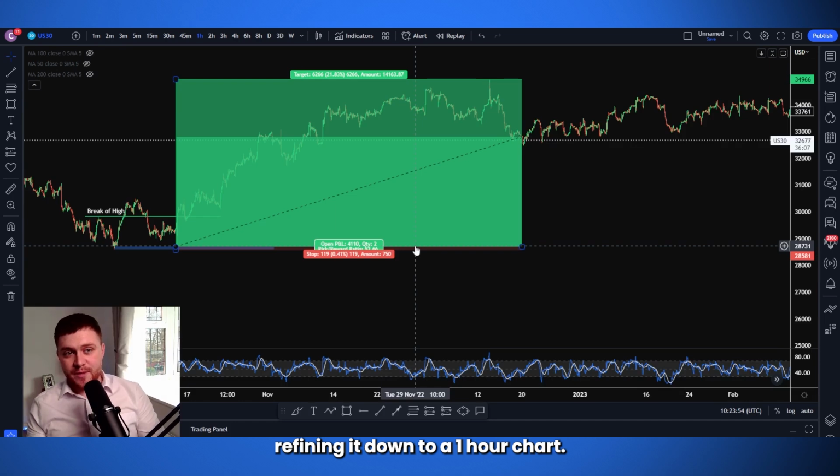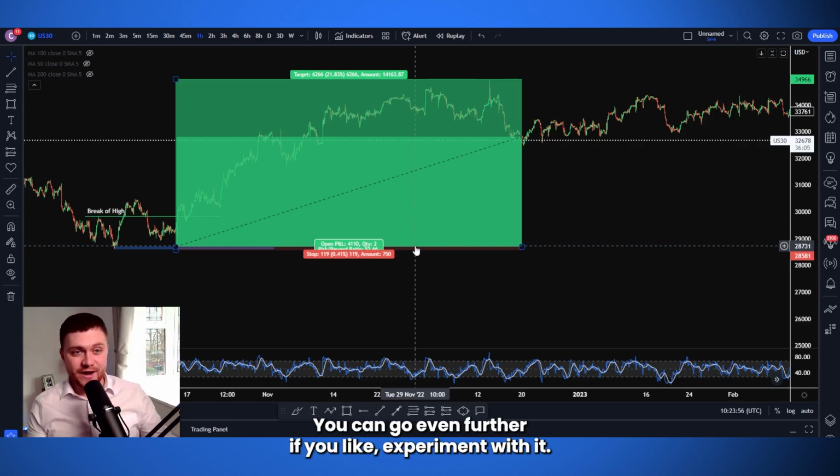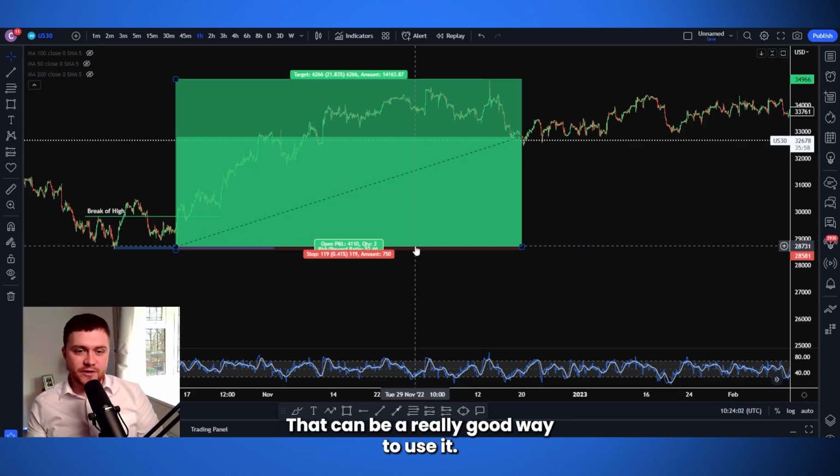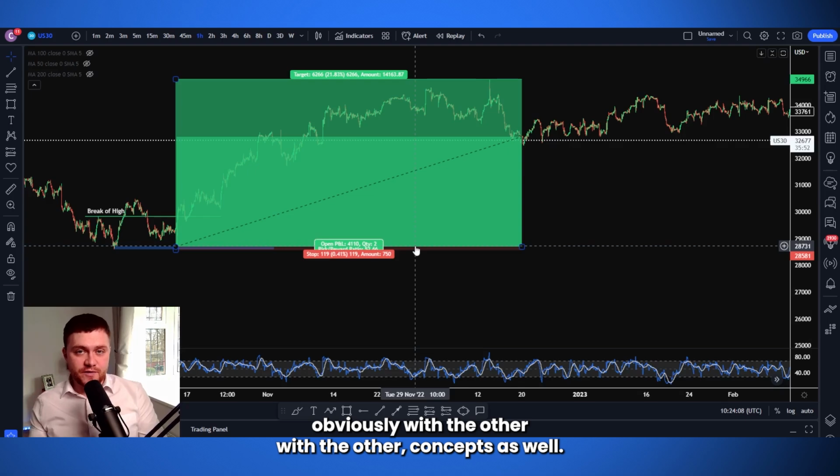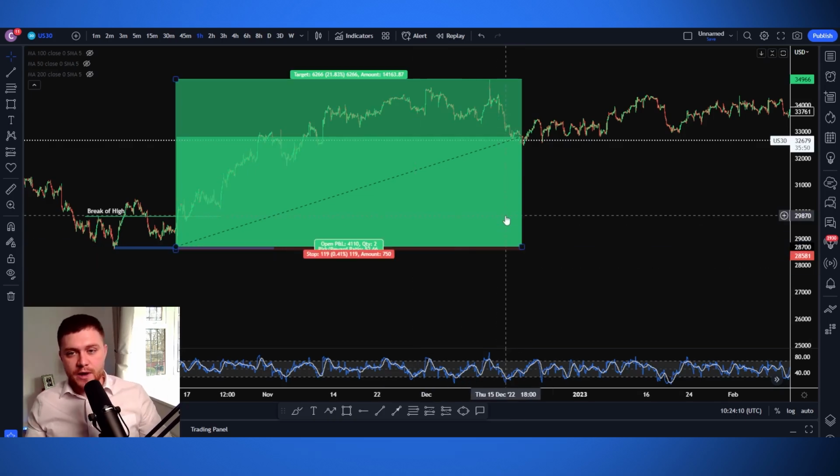Refining it down to maybe a 1 hour chart. You can go even further if you like, experiment with it. I don't tend to go too much lower than the 1 minute chart. That can be a really good way to use it, and also in conjunction, obviously, with the other concepts as well.